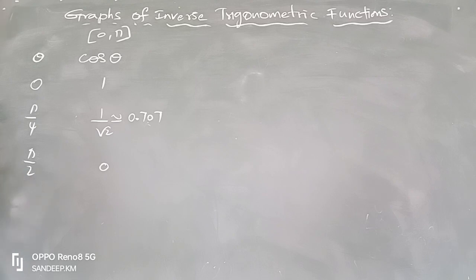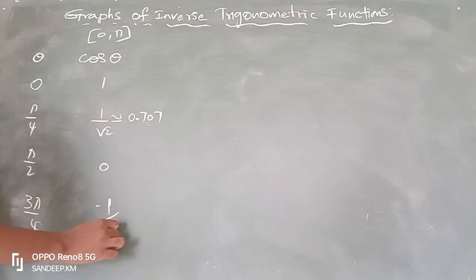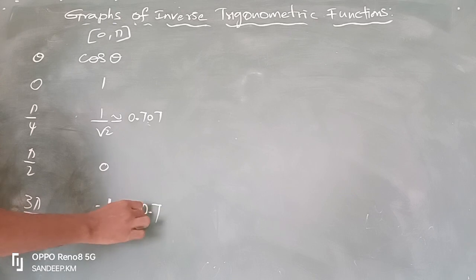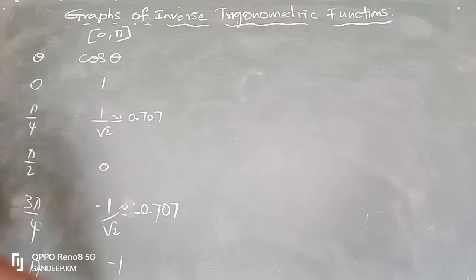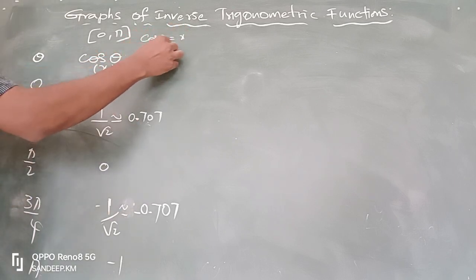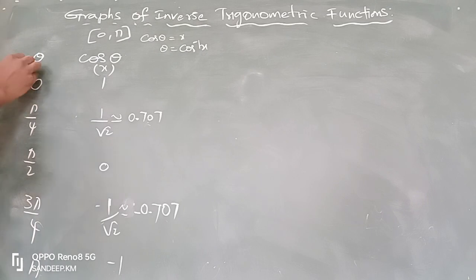And then when input is 3 pi by 4, which means 135 degrees, cos 3 pi by 4 is again minus 1 by root 2, which is approximately minus 0.707. And finally cos pi is minus 1. And if cos theta is equal to x, then theta will be cos inverse x, correct or not? So theta becomes cos inverse x. So the input for cos inverse x will be x and the output will be cos inverse x.